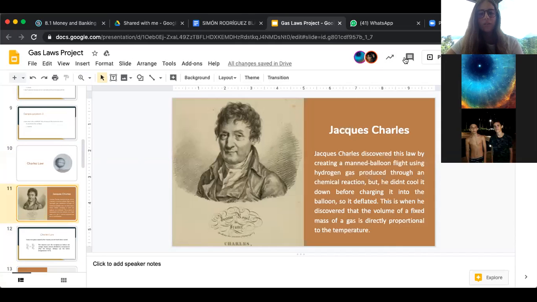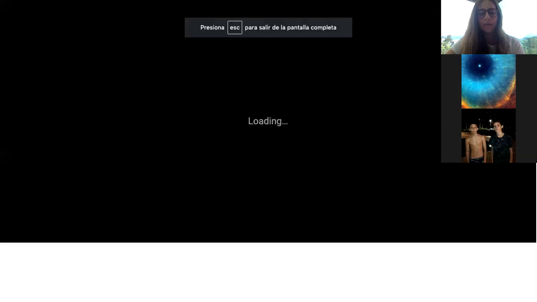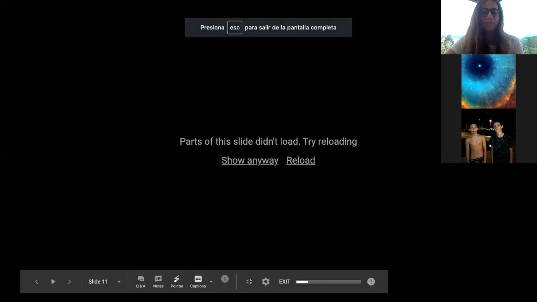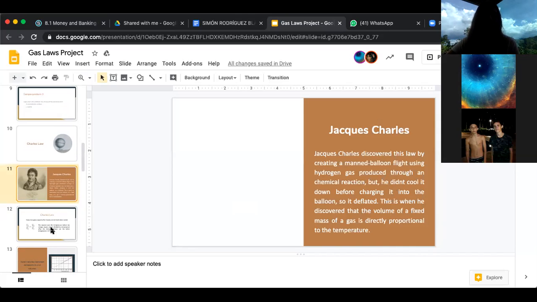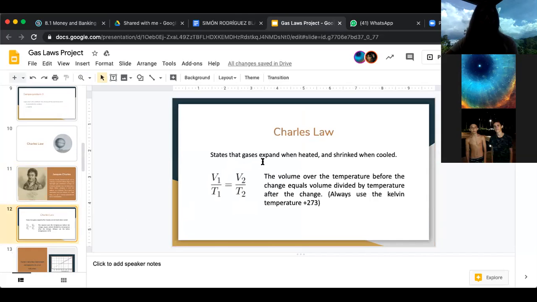So this law was created by Jacques Charles. He discovered this by creating a manned balloon flight using hydrogen gas produced through a chemical reaction. But he did not cool it down before charging it into the balloon, so it deflated, and then he realized that the volume of a fixed mass of a gas is directly proportional to the temperature. So it basically states that gases expand when heated and shrink when cooled.